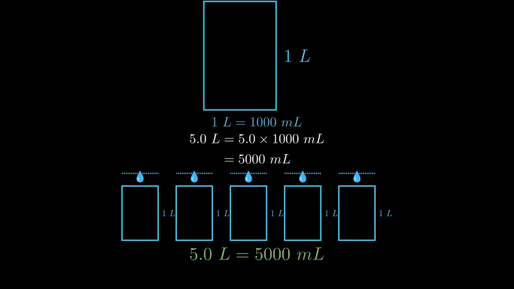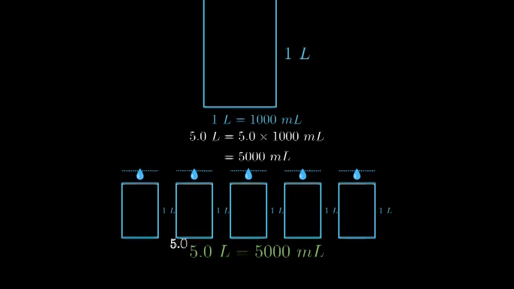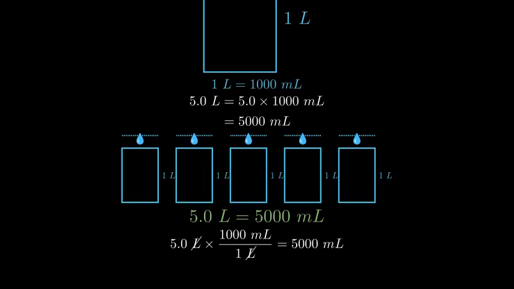We can also solve this using dimensional analysis. We start with 5.0 liters and multiply by our conversion factor of 1,000 milliliters per liter. The liter units cancel out, leaving us with 5,000 milliliters.